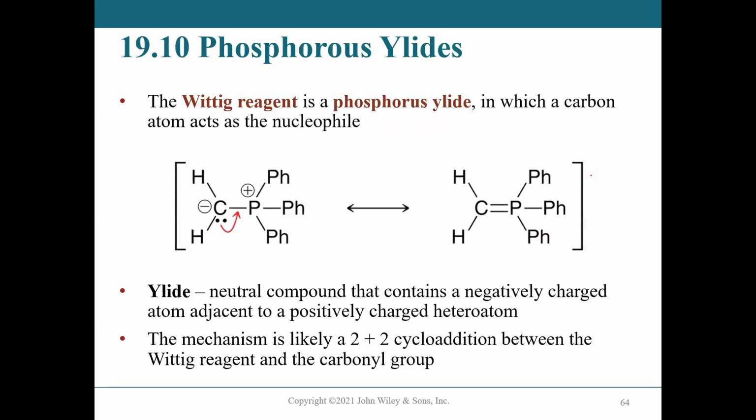I said the Wittig reaction is a phosphorus ylide in which a carbon atom acts as the nucleophile. An ylide is a neutral compound that contains a negatively charged atom adjacent to a positively charged heteroatom. So that's the definition of an ylide. In this case, the negatively charged atom is going to be carbon, directly attached to a positively charged heteroatom. Here's our positively charged heteroatom right here, the phosphorus.